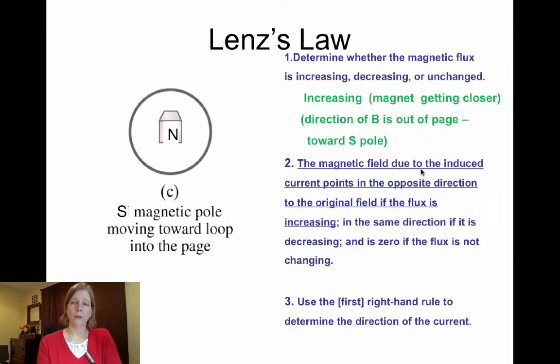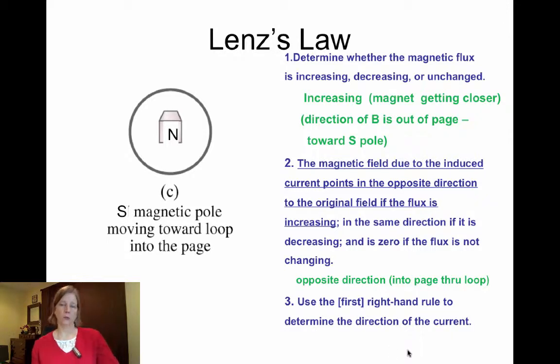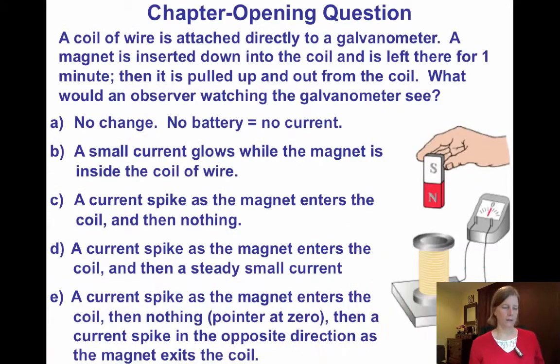The magnetic field due to the induced current will point in the opposite direction if the flux is increasing. So the magnetic field due to the induced current has to be into the page. So opposite direction, into the page. Now we use the first right-hand rule again to determine the direction of the current. To have a magnetic field going into the page, the current has to be clockwise. That's a good block of examples.